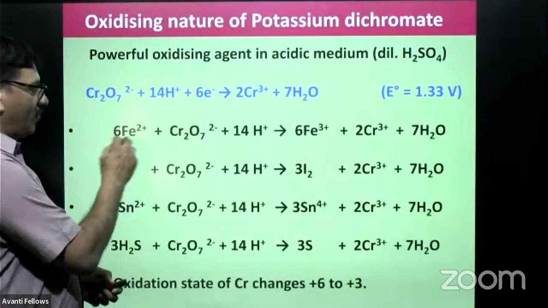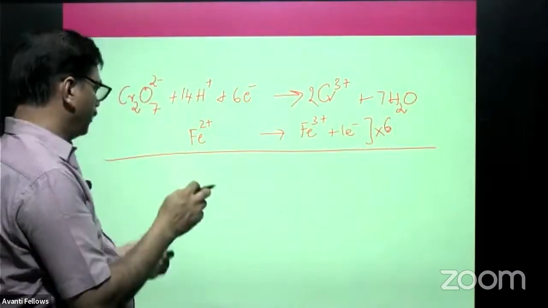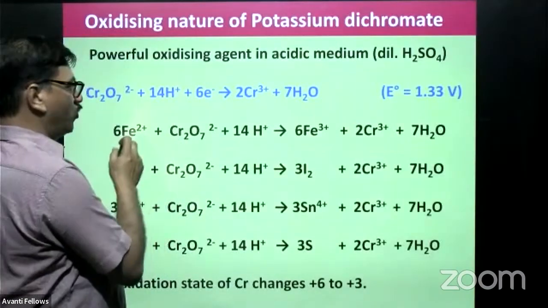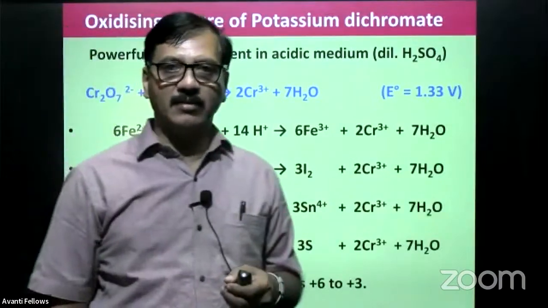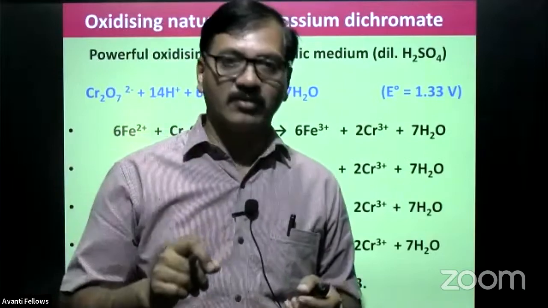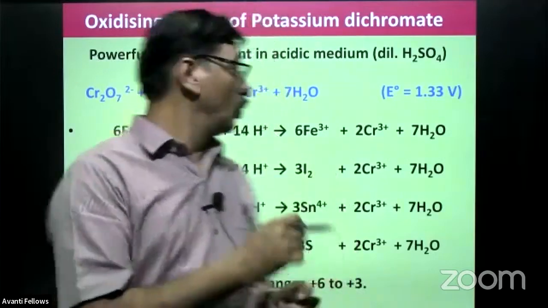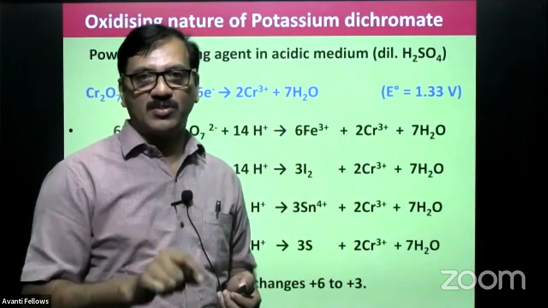So 6 Fe2+, you can see it is multiplied by 6. 6 Fe2+, 14H+. All these things are correctly done. Therefore, take some examples and practice. That is the best method to write any equation given in a perfect way without mistake.